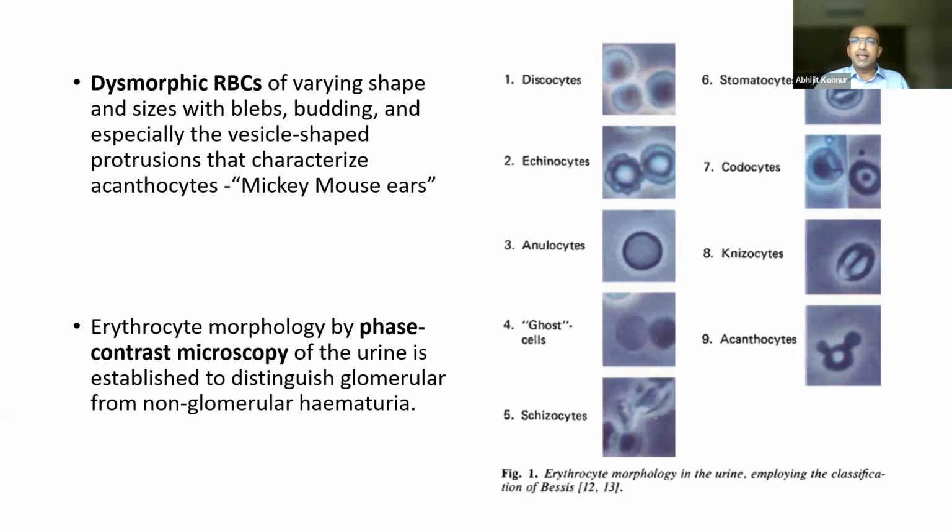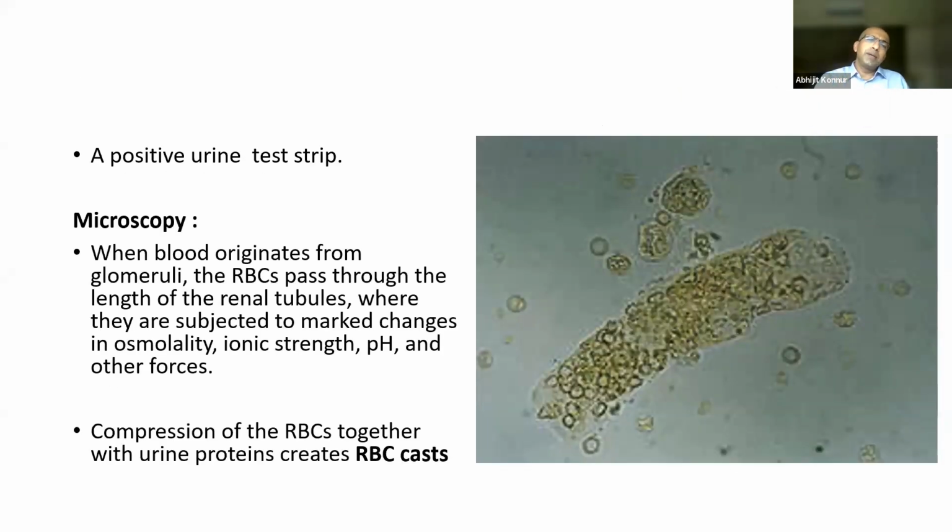So on the right-hand side in the cartoon, you can see these various types of dysmorphic RBCs. Dysmorphic RBCs typically require phase contrast microscopy of the urine. And the classical one is the one on number 9, acanthocytes, which is also known as the Mickey Mouse ears presentation. It presents as vesicle-shaped protrusions or blebs, if you may say so, out of the RBCs. And the presence of RBC cast, as one can see, this is from one of my patients. So I can confirm that this is an RBC cast.